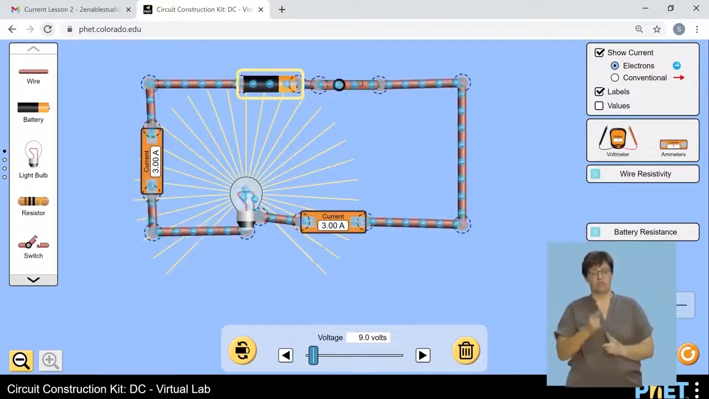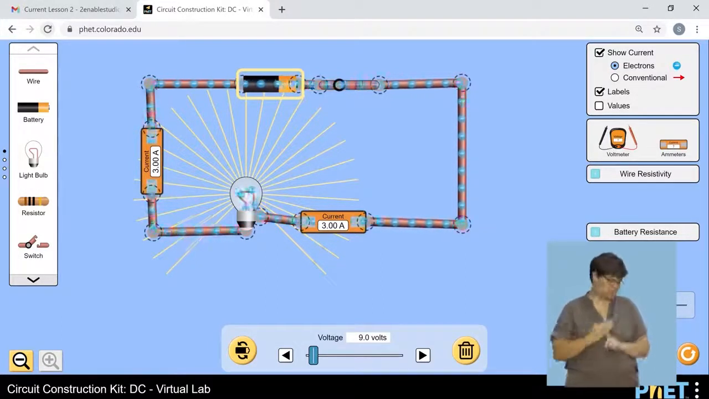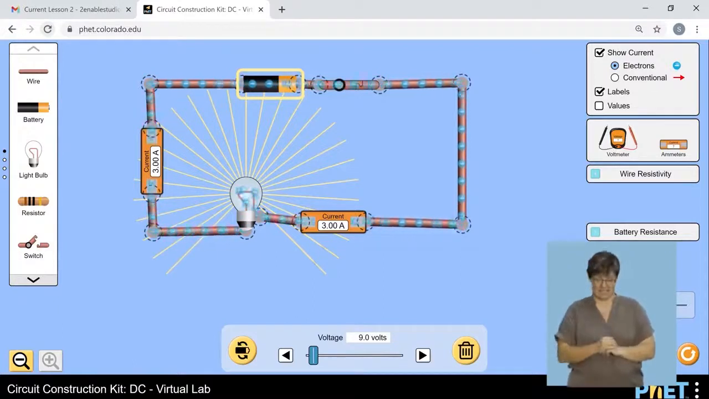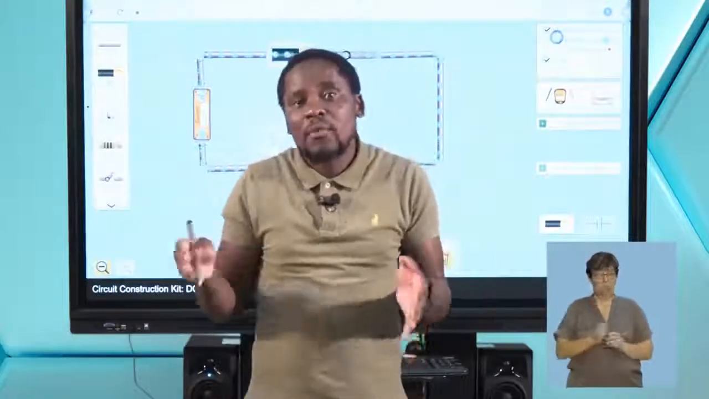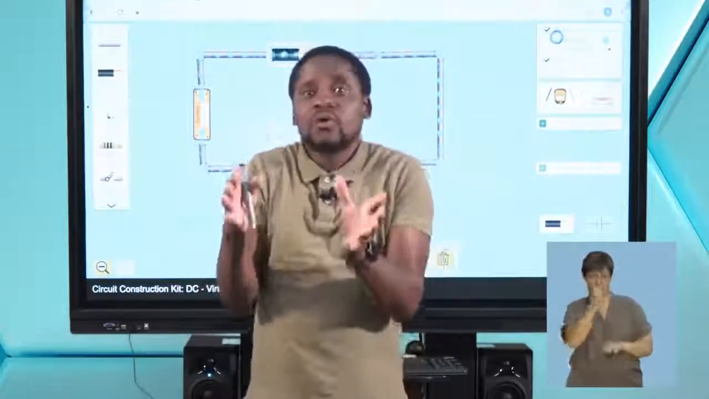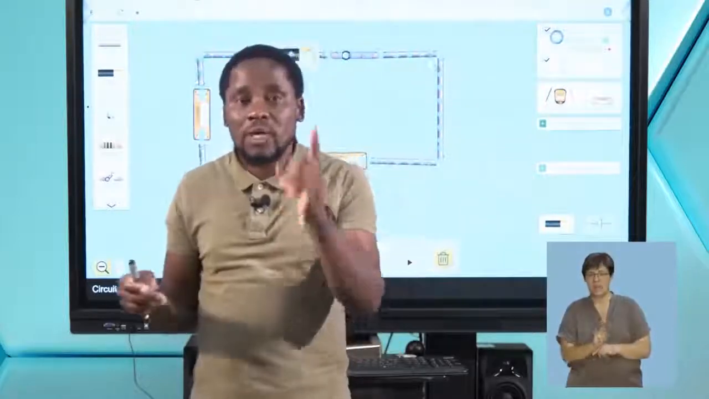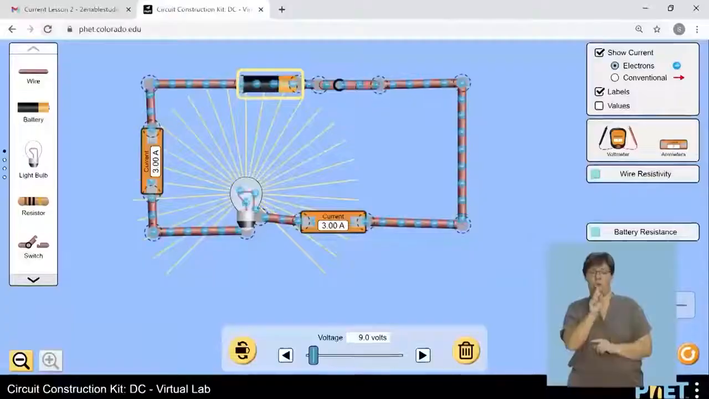So current strength is an indication of how much charge passes through a point. Now from 1 ampere to 3 amperes, it's 3 times as much charge passing through that point per second. So the greater the amount of current, the greater the number of charges passing through a point per second. And when we talk about a second, we're talking about 1 second, which is a unit of time.